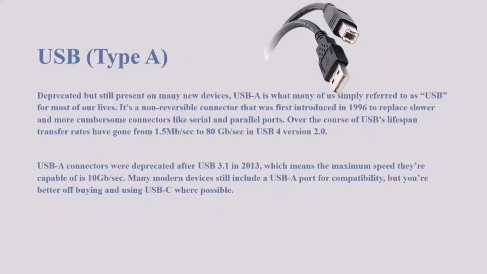USB Type-A. Deprecated but still present on many devices, USB-A is what many of us simply refer to as USB for most of our lives. It's a non-reversible connector that was first introduced in 1996 to replace slower and more cumbersome connectors like serial and parallel ports. Over the course of USB's lifespan, transfer rates have gone from 1.5 megabits per second to 80 gigabits per second in USB 4 version 2.0.